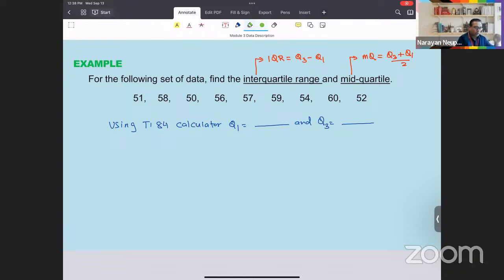Okay, what do you get? What is Q1 equal to? When you enter all this data and find that, it should be 51.5. Okay, make sure you check it. It should be 51.5 and Q3 should be... When we go back to the table, how do we do it?